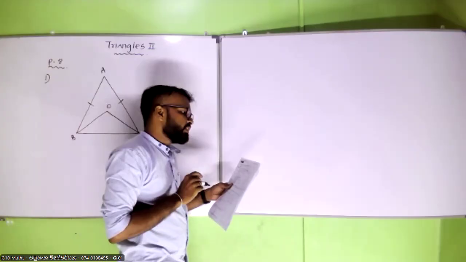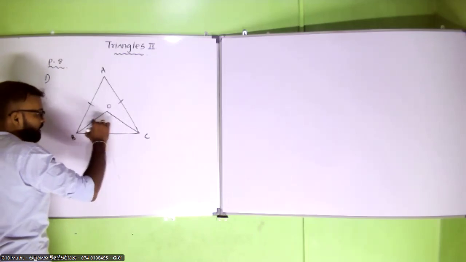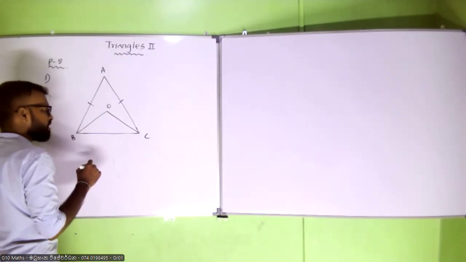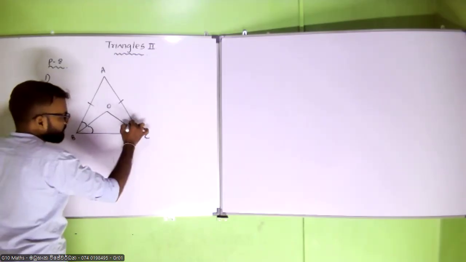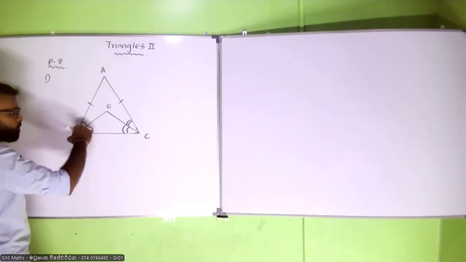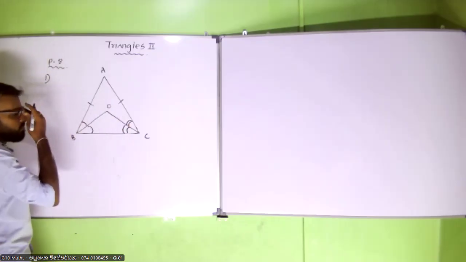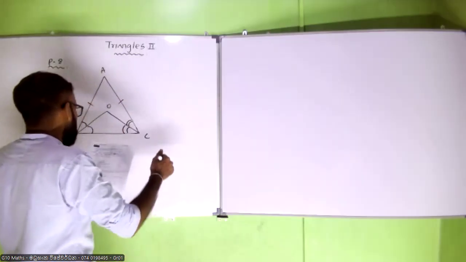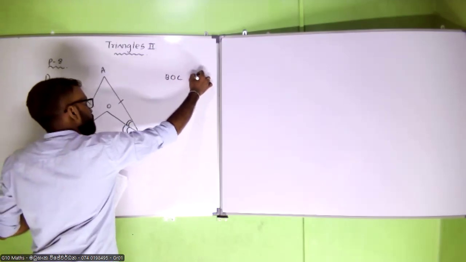The bisectors of the angles ABC and ACB are BO and OC. That means this angle equals this angle, and this angle equals this angle. That is called a bisector. If BO is an angle bisector of ABC, this angle equals this angle, and because OC is a bisector, the same applies there. Now what we need to prove is that BOC is an isosceles triangle.